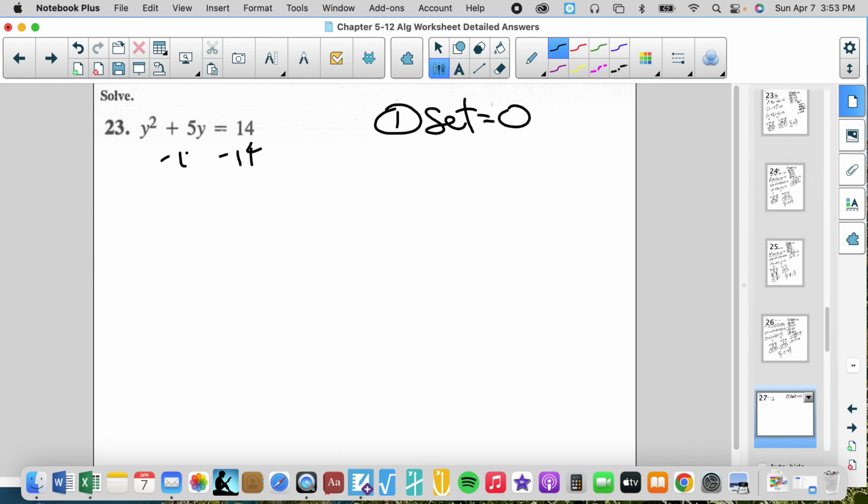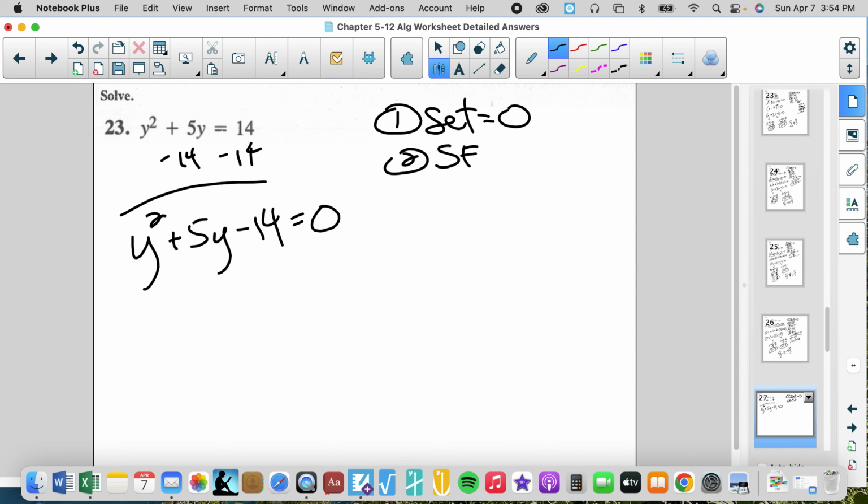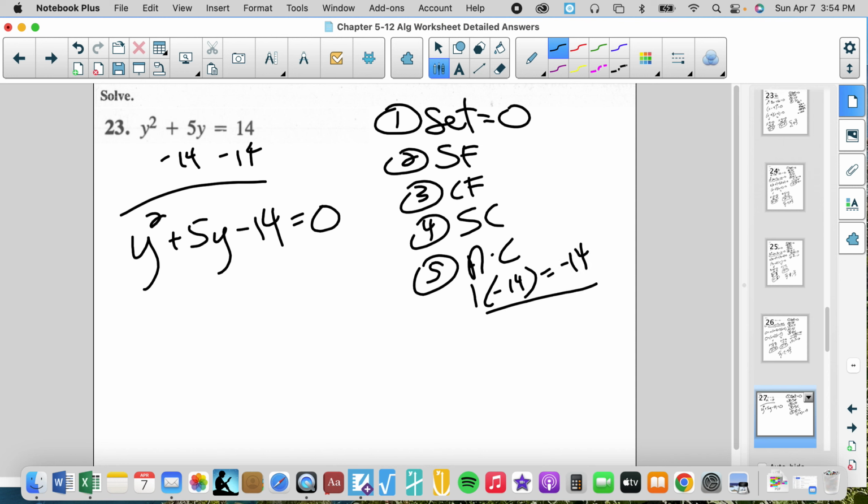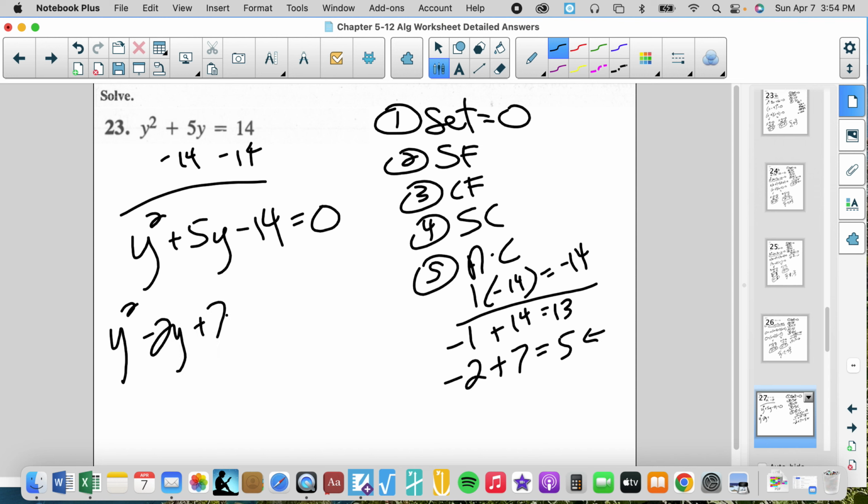Minus 14. y squared plus 5y minus 14 equals 0. Standard form, yes. Common factor, no. Special case, no. A times C. A is 1, C is negative 14. Factors of 14 are 1 and 14, 2 and 7. Signs are different. Bigger is positive. 13 and 5, that's my middle. y squared minus 2y plus 7y minus 14 equals 0.